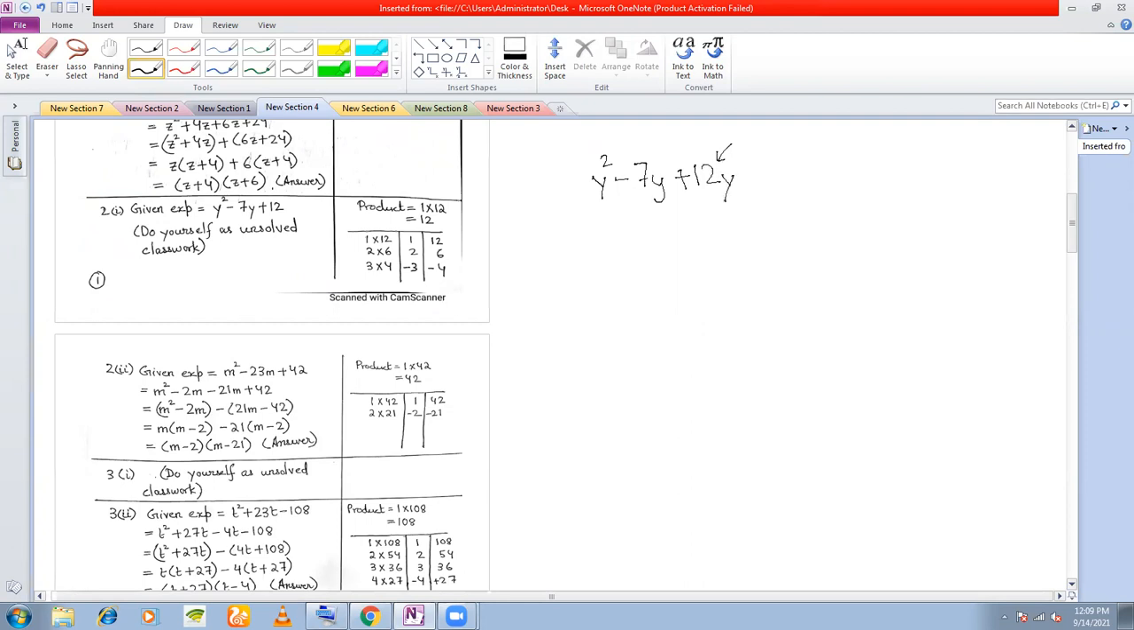This is a constant term which you can write as 12 into y to the power of 0 also, right? Which we don't normally show. We treat this as a constant term. So this can be factorized by middle term splitting.